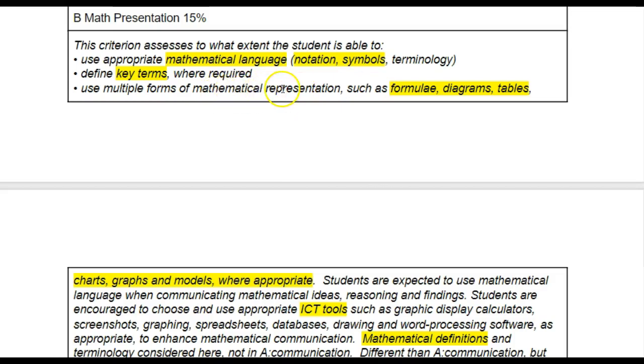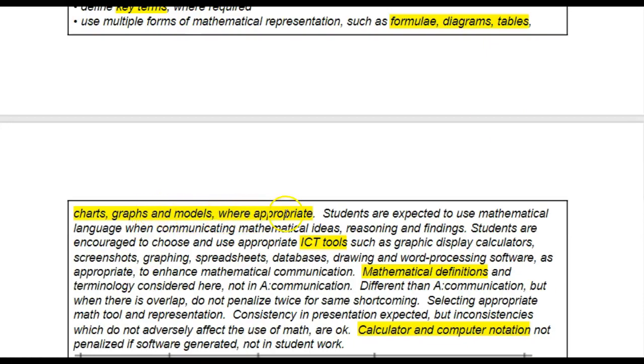You should use multiple forms of math representation, such as formulas, diagrams and tables, charts, graphs, and models. You should use technology tools as appropriate. You should show math definitions, and putting them in your own words is what makes it sound like you understand them.